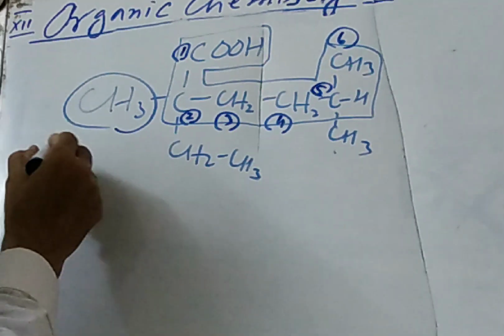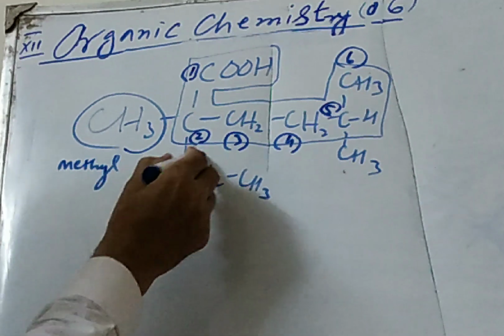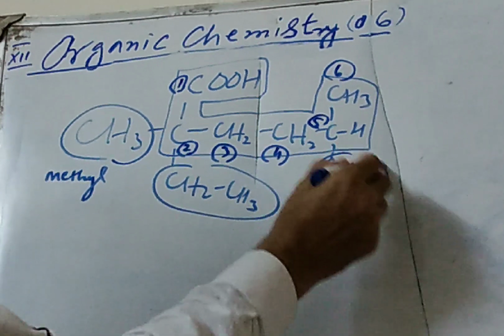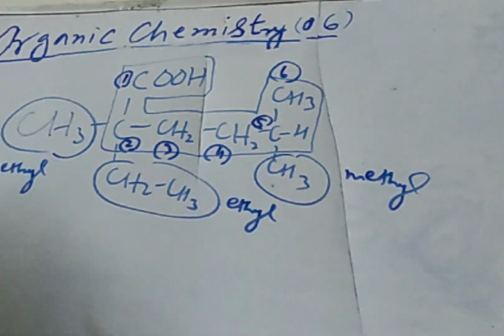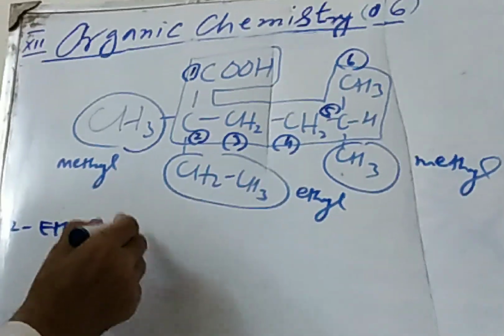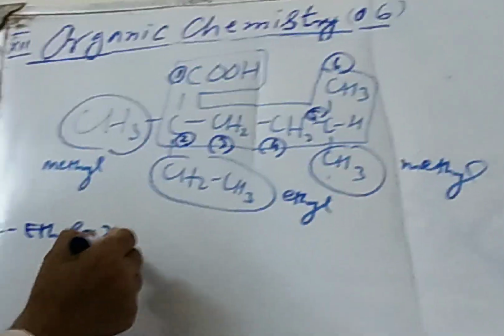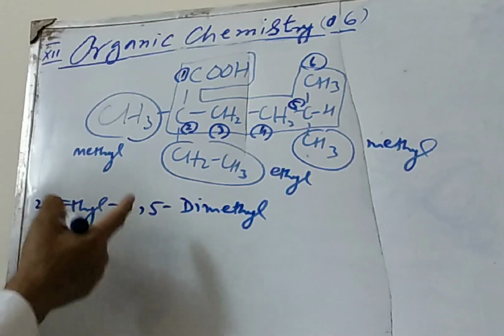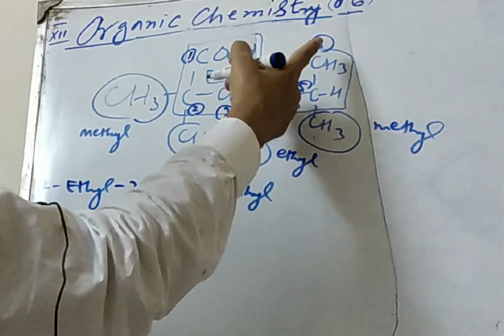This is the methyl. This is the ethyl. And again, this is the methyl. Now, according to the rule, ethyl comes first. So this is the position 2. So the 2 ethyl and then methyl 2, this is the 5th position, comma 5, this is the dimethyl. And now we have the 6.